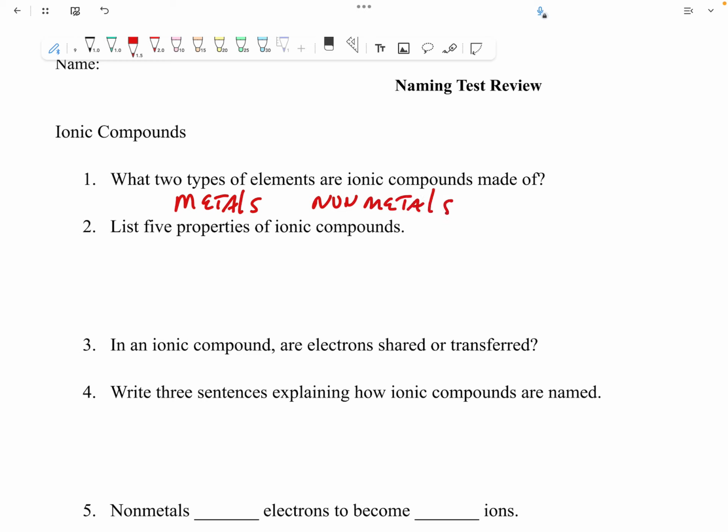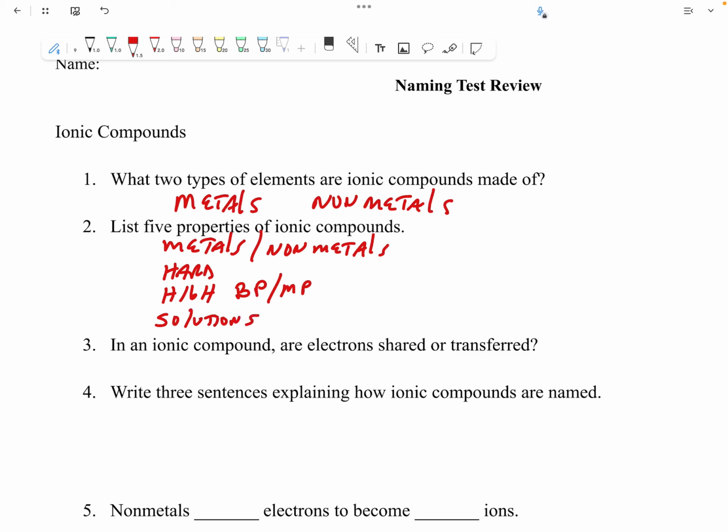Five properties of ionic compounds. Well, they're made up of metals and nonmetals, that's for sure, so we'll write that. Then we do know that they are hard typically. We do know that they have high boiling points and melting points. We also know that their solutions, like salt water, conduct electricity. So we're not going to ask you all those, but those are the main things.